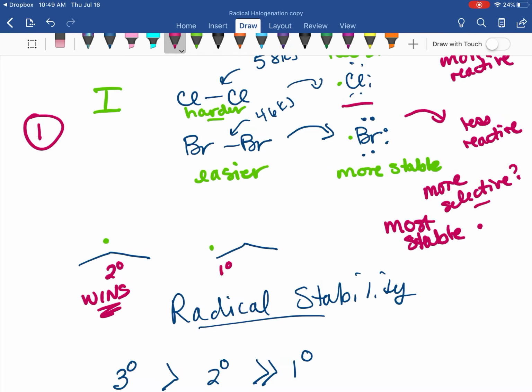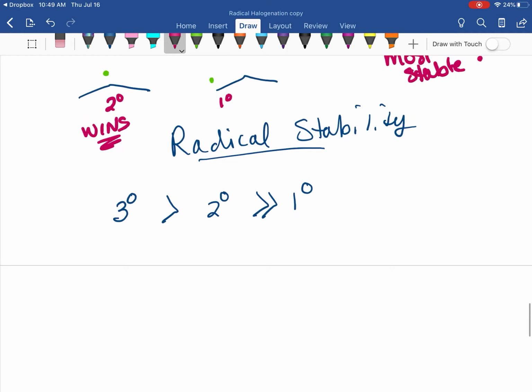So look at what bromine selects. It selects the most stable radical. So if you have an option in your reaction to form a tertiary radical with bromine, that's exactly what you're going to form. So let's give an example.